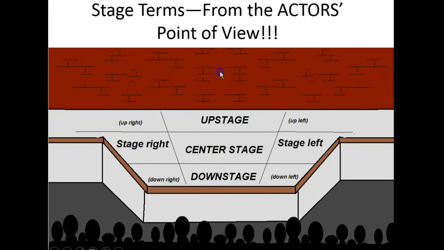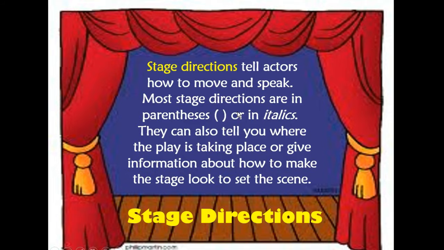But if the actor is on stage looking out, the stage directions are given for the person up on stage and not for the audience. So the actor's right would be over here. The actor's stage left would be over here. Downstage refers to coming toward the audience, and upstage refers to backing away from the audience.